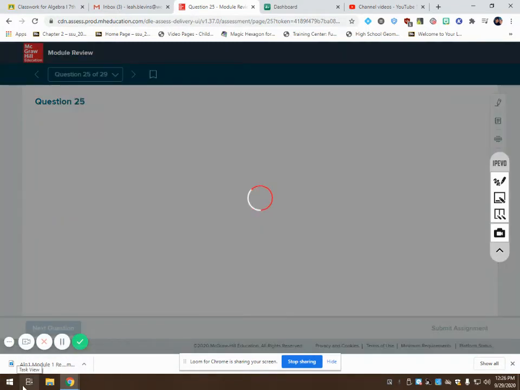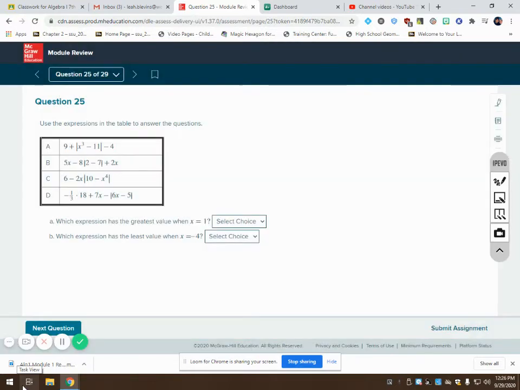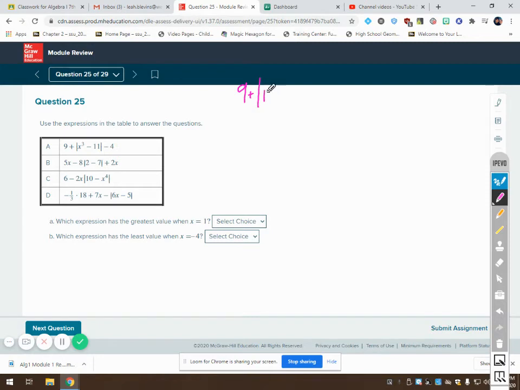Number 25. Fill in the blanks using the available answer choices. Use the expressions in the table to answer the questions. So it says, which expression has the greatest value when x equals 1 and the least value when x equals negative 4. So what we're going to do is plug in 1 and evaluate each one. This is a little bit of work, but not hard work. Hopefully we can do this in our head.